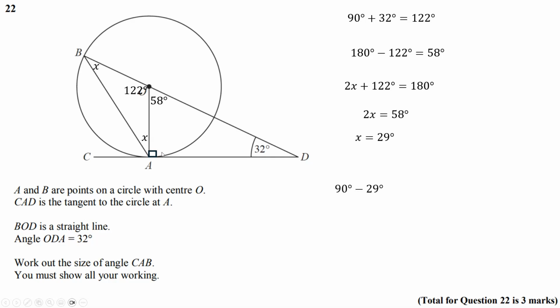And this here is also 90, because remember, a tangent meets the radius at 90 degrees. So this here is also 90. So I've done this full 90 degrees, take away x, which is 29, will give us CAB, which is 61 degrees.